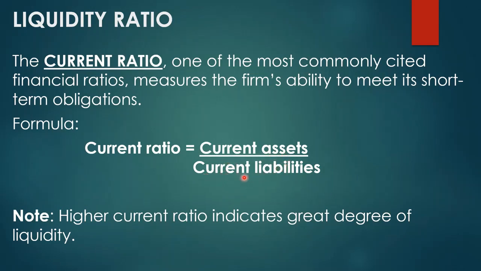Meaning, hindi mako-cover ng current assets lahat ng current liabilities, which means na walang capability ang firm to meet its short-term obligations. Kaya nakalagay dito, the higher the current ratio indicates a greater degree of liquidity. So, ang favorable na current ratio is 1 and above.